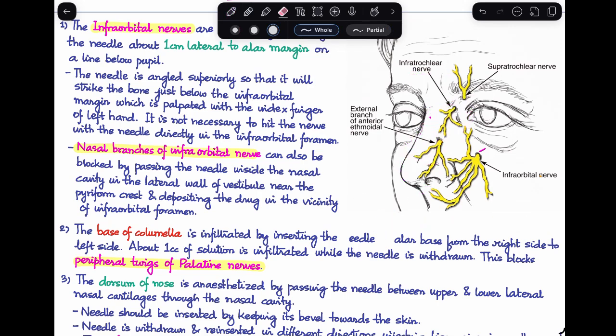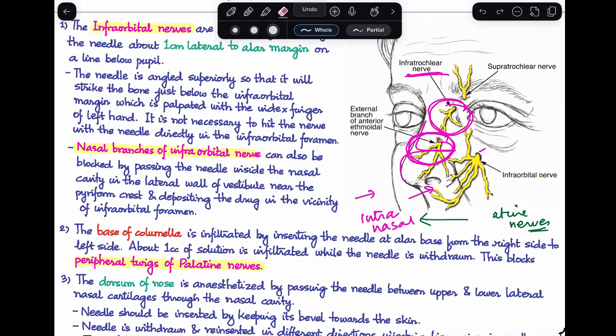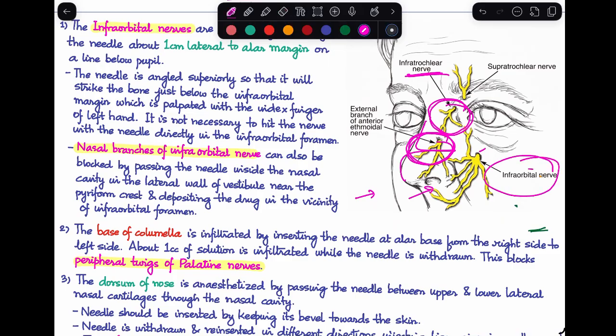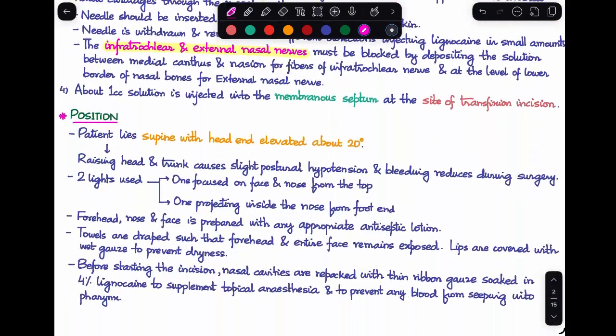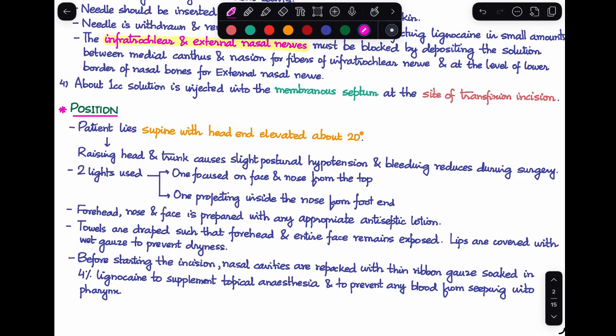So if we had to summarize this whole thing, the regions involved over here are, first of all, we are anesthetizing the infraorbital nerve, then we are anesthetizing the nasal branches of the infraorbital nerve, then we are giving in the base of the columella region for the peripheral twigs of the palatine nerves, then we have the dorsum of the nerve where we are anesthetizing the external nasal nerve and the infratrochlear nerve, and lastly we give some in the membranous septum region as well, where we are going to give the transfixion incision. So this is all about anesthesia before we start our procedure.